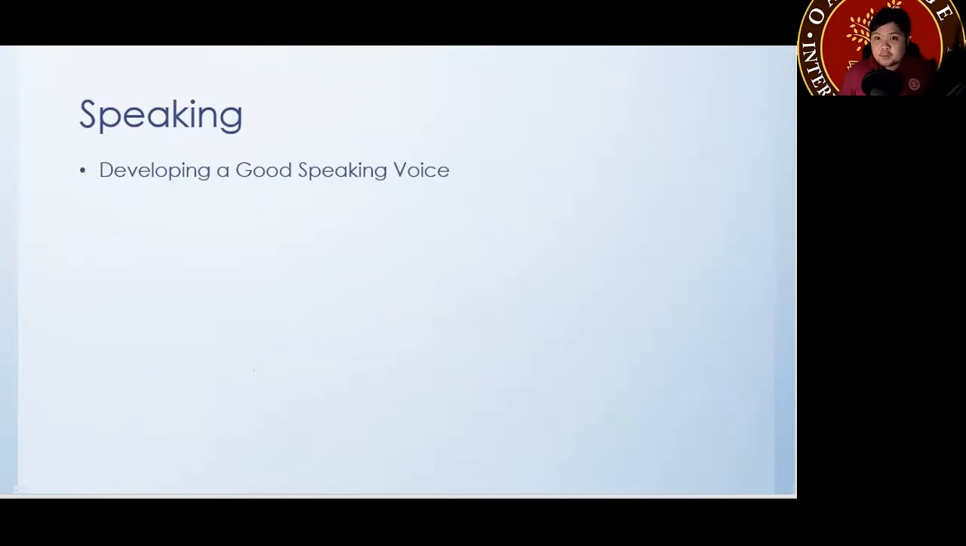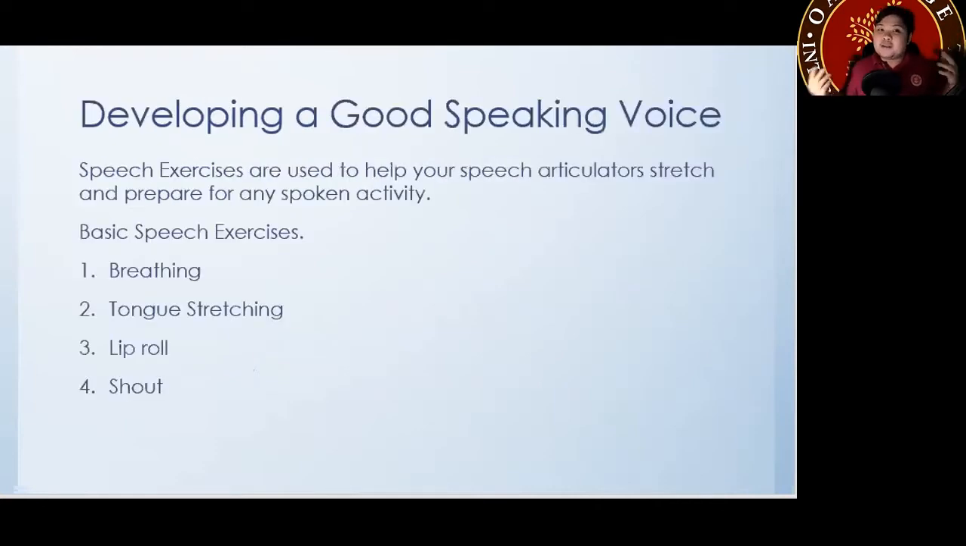For those of you who are already my students since grade 4, I will be teaching you how to develop a good speaking voice. To be able to develop a good speaking voice, guys, you have to exercise your speech articulators. Speech articulators are the different organs or body parts that you use to create your voice, to create your speech. That will be your throat, your lungs, your diaphragm, your mouth. All of these body parts contribute to creating a good voice.